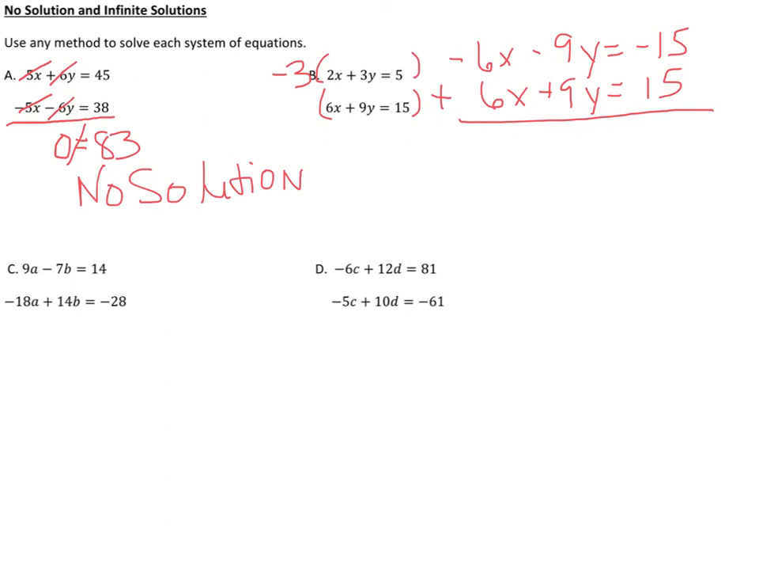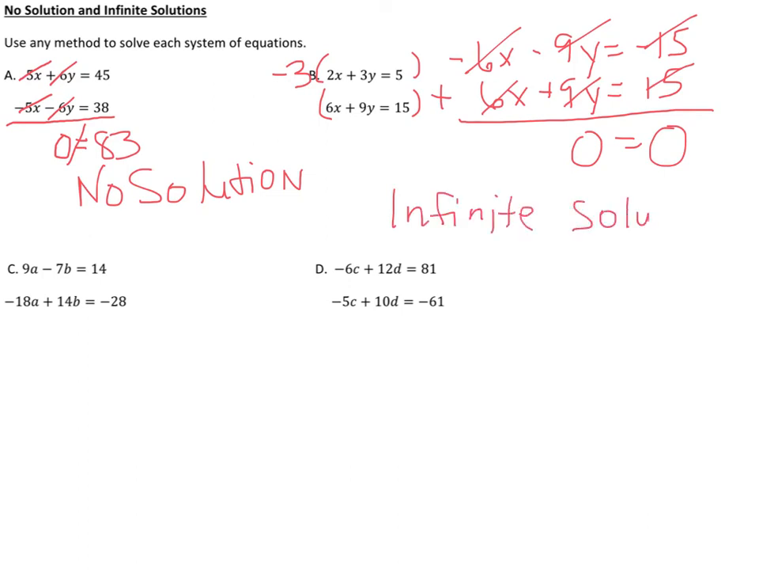So going ahead and adding these, our 6's are going to cancel, our 9's are going to cancel, so we'll have 0, and then negative 15 plus 15 is also going to cancel, which means I'm going to get 0 equals 0. And in this case, that means that there's infinite solutions. So pretty much when you're looking at these, if you have two numbers, like in the first one, 0 equals 83, that don't equal, it's going to be a no solution. But if you have two numbers that do equal, it's going to be infinite solutions.